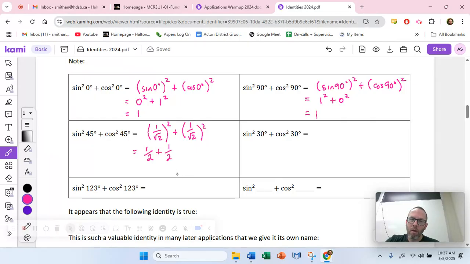Do it again. Guys, what's 1/2 plus 1/2? It's equal to 1. Very cool. So far, we've got 1 every time. But we're working with some special angles here. Maybe it's only true for special angles. Let's try the next one.